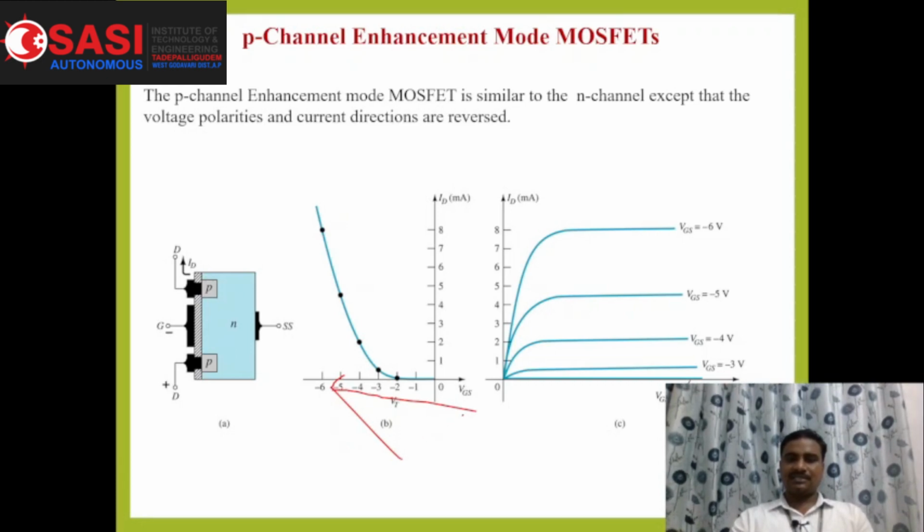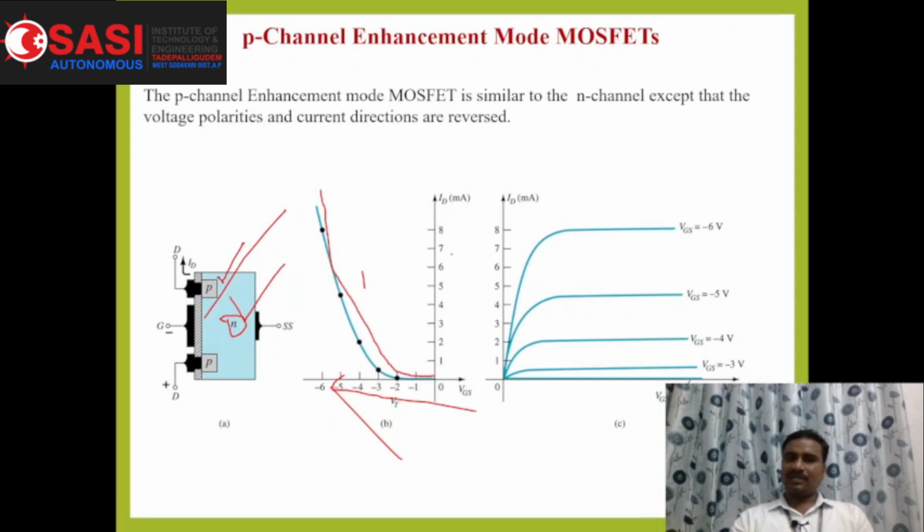So as VGS goes below the zero value, that is minus 1 to minus 6, the same characteristics will appear, similar to the N channel, but the region is negative in this case. The second quadrant it will be operated, but what is the difference here? You can see all the three terminals and an additional SS terminal, but here we can see two P type highly doped regions, and one N substrate is present in this case. And the elimination of this P channel also.